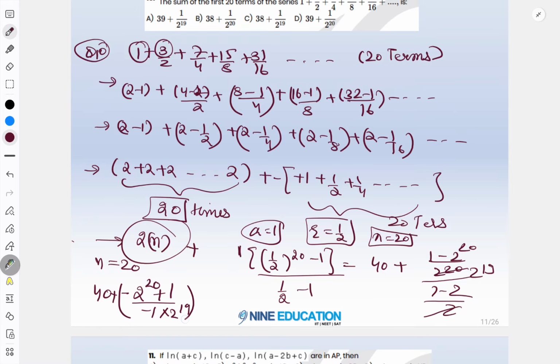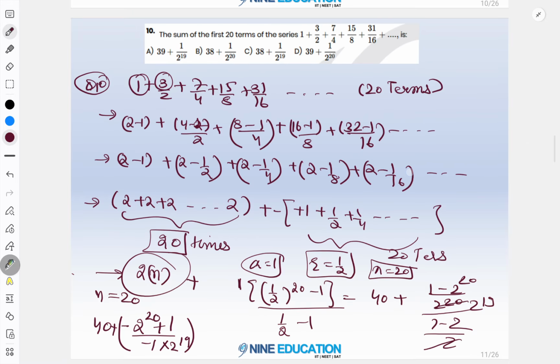That's it. So basically if we calculate it further, we will be getting 40 minus, minus cancels, that's minus 2 plus 1 upon 2 to the power 19. So we are getting 38 plus 1 upon 2 to the power 19. So that's option number C, right? Option number C.